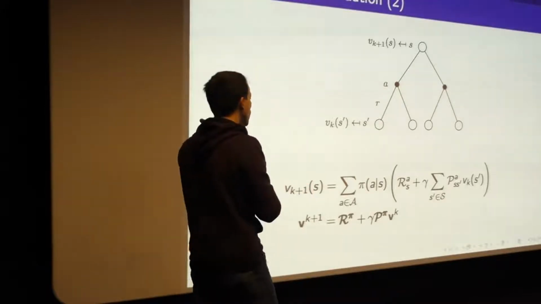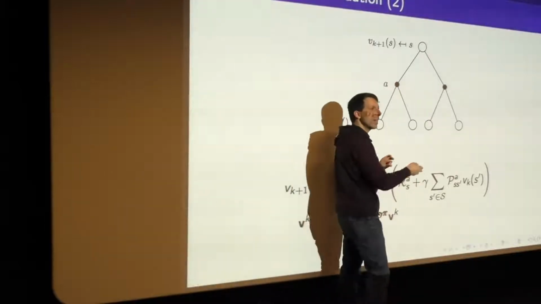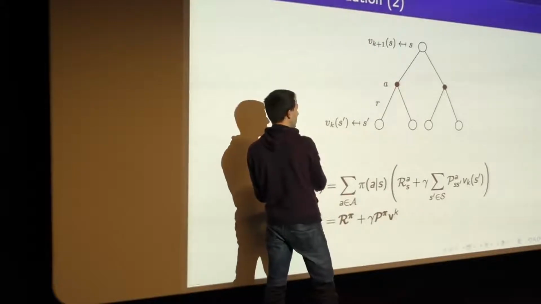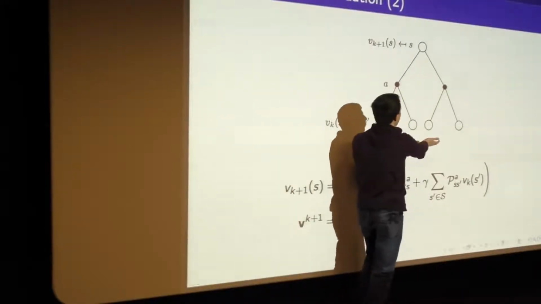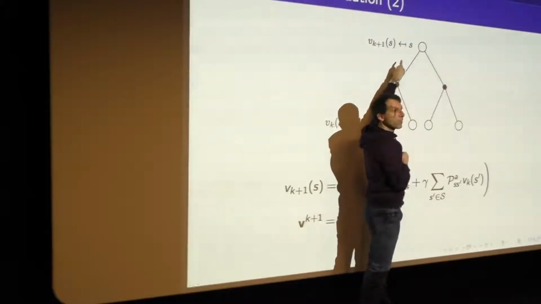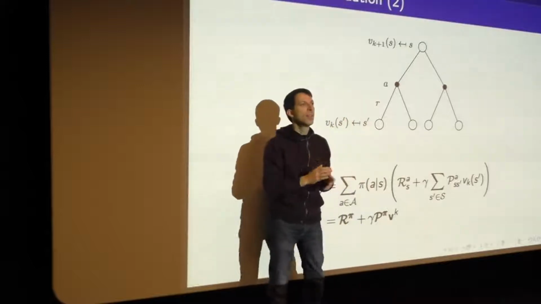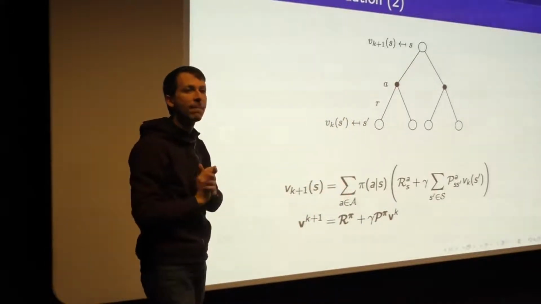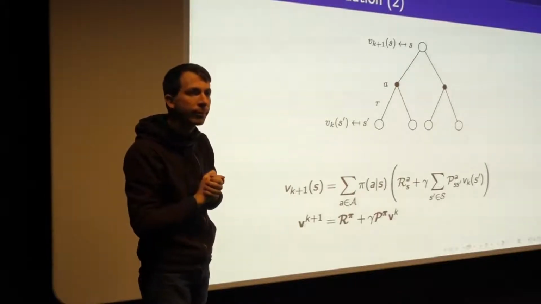And then what we do is we iterate that process. We take the value function we've just computed, our vk plus 1, and now that takes a turn at being the leaf. We plug that in at the leaves, we back that up, and we get vk plus 2 at the root. We do that for every state, we iterate, and this process is guaranteed to converge on the true value function. Yeah, question?